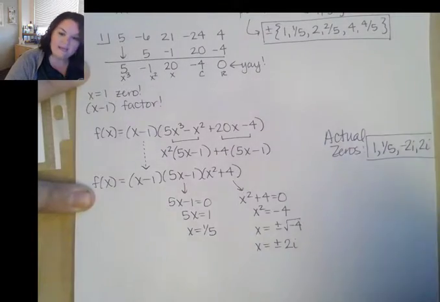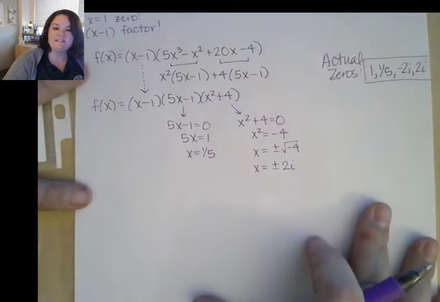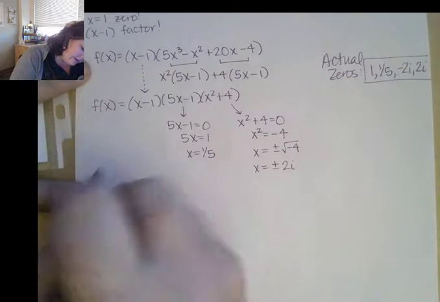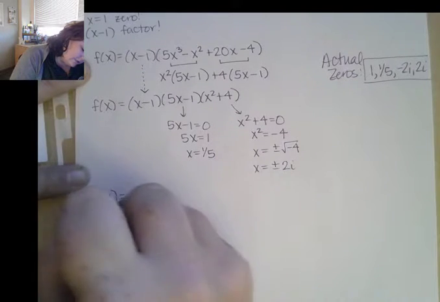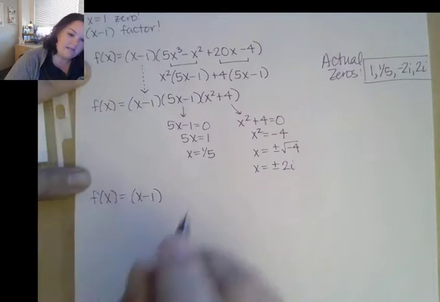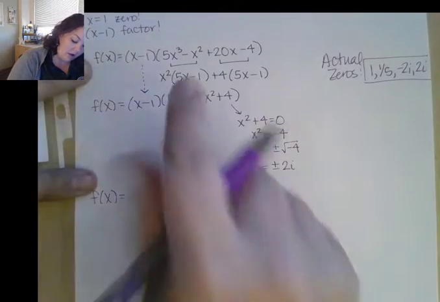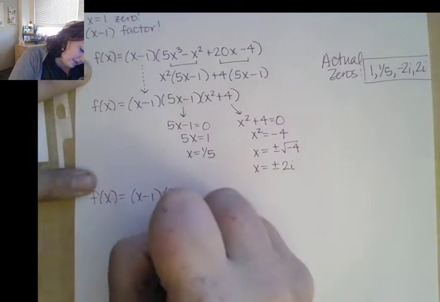So we found all the actual zeros. The last thing we need to do is get this thing fully factored. So we have f of x is equal to the factor we got from synthetic, which was x minus 1, our 5x minus 1 factor.